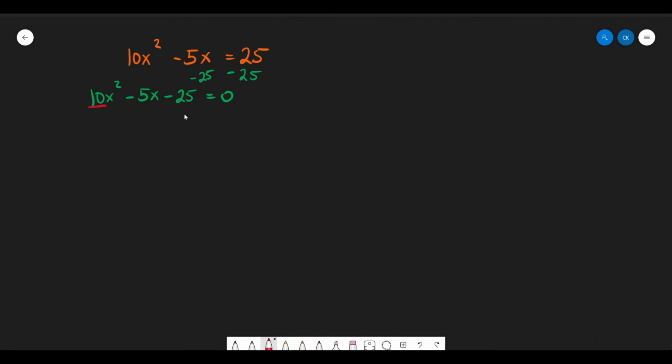So for this problem, my 10, that's going to be my A. The negative 5, that's my B. And the negative 25, that's my C. So I'm going to take all of these and plug it into my quadratic formula. So again, quadratic formula, x is equal to negative b plus or minus the square root of b squared minus 4ac all over 2a. Hopefully at this point you have watched the link that I have given you so that you have that tune kind of going in your head, just to cement it in there.